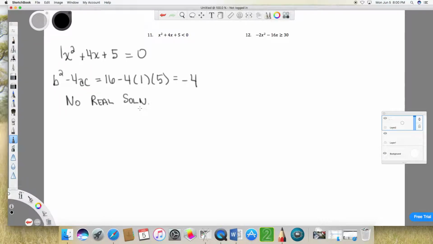to this equation. So what we have here is a parabola that opens upward that is entirely above the x-axis. It does not have any x-intercepts. We're interested in the portion of this parabola that is less than 0. Well, that doesn't exist. The entire parabola is greater than 0, so our final answer is that there is no solution.